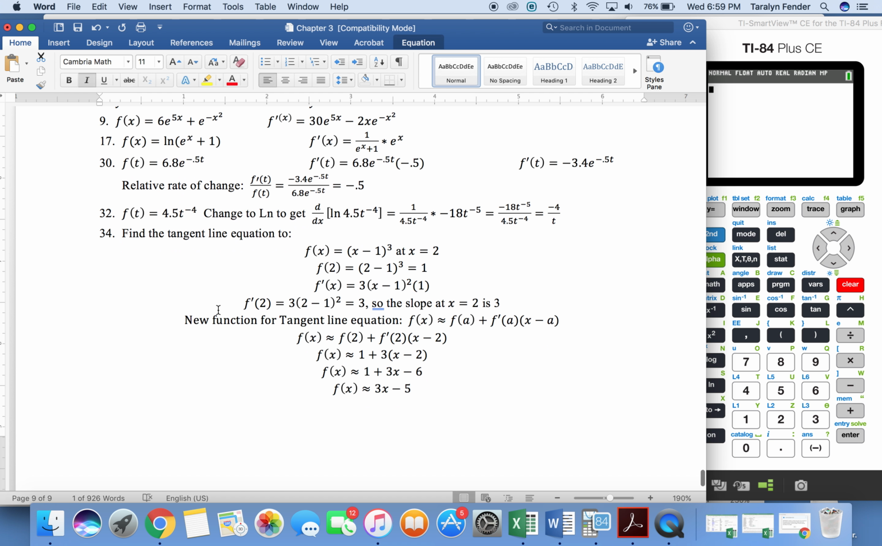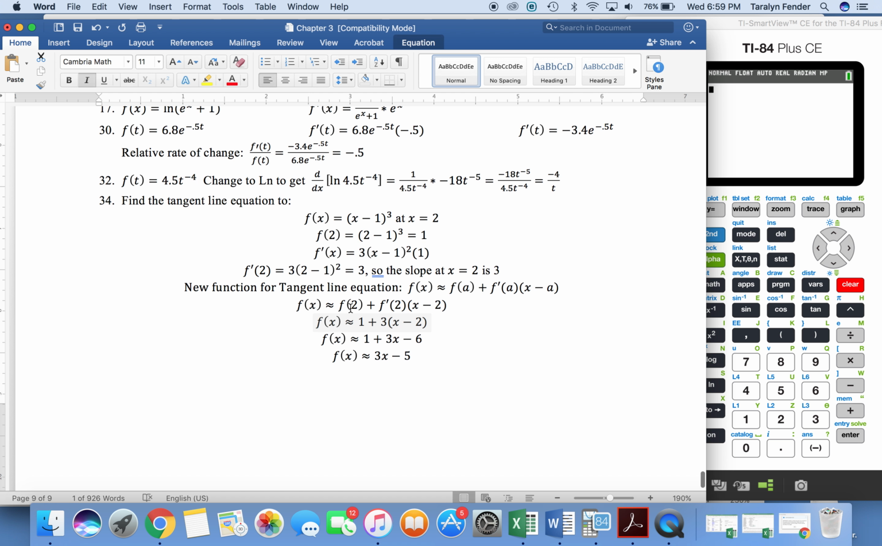Find the tangent line of the equation f of x is equal to x minus 1 quantity cubed at x is equal to 2. The first thing we do is find the point. The second thing we do is take the derivative and plug in the point to get the slope at x is equal to 2. The tangent line equation is f of 2 plus f prime of 2 times x minus 2. 1 is our value, 3 is our slope, x minus 2, and then you simplify.